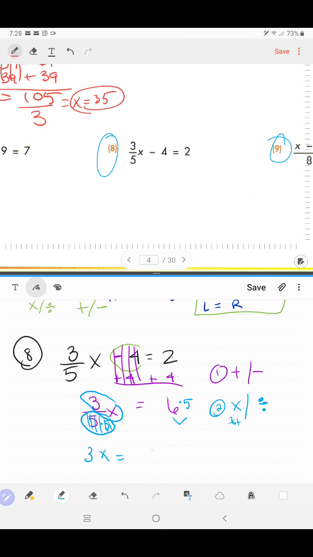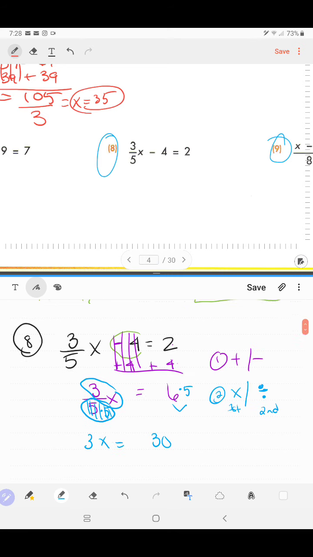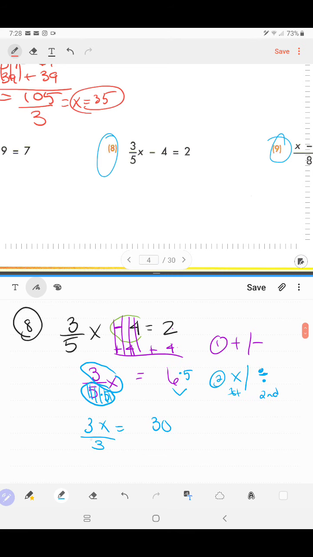6 times 5 is 30. And then now we divide like we've been doing. Divide by 3. Divide by 3. X equals 30 divided by 3 is 10. Okay? So I'll do that one again.